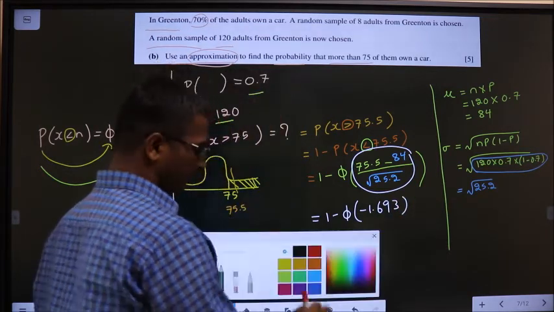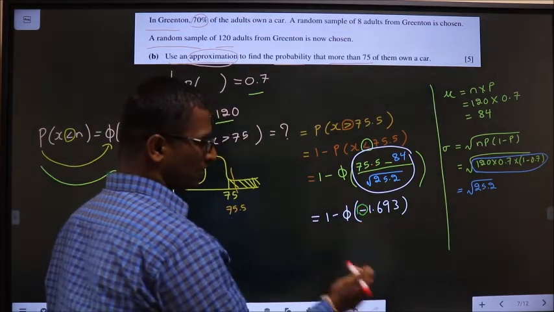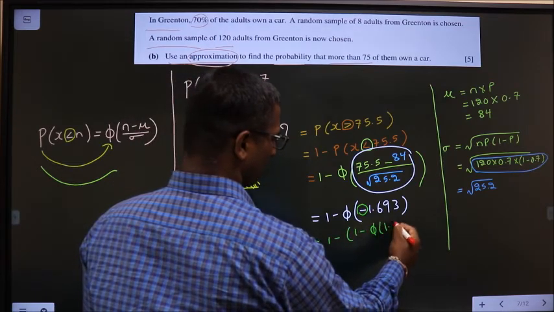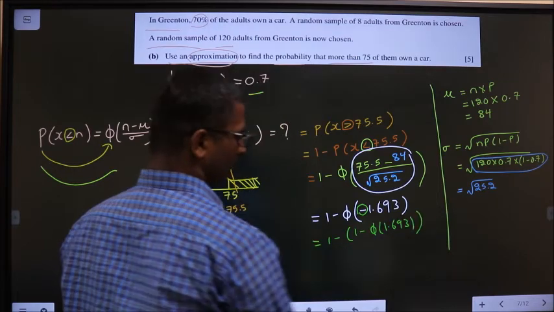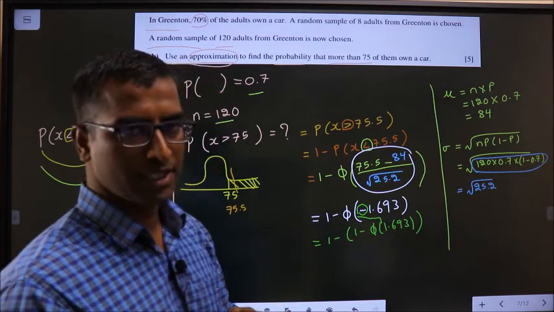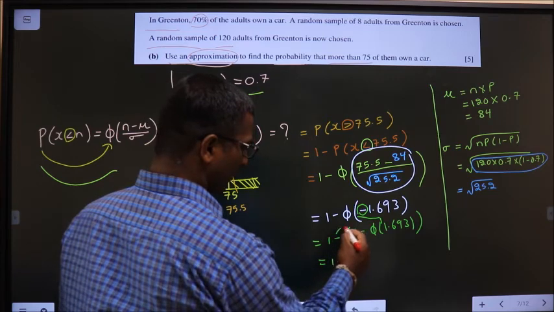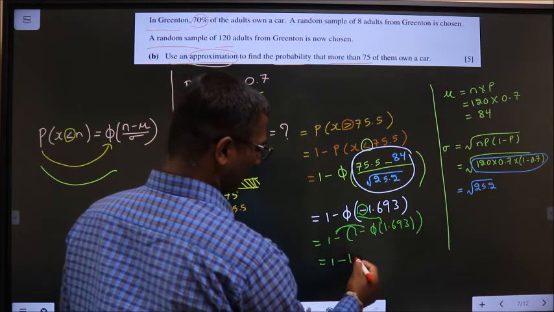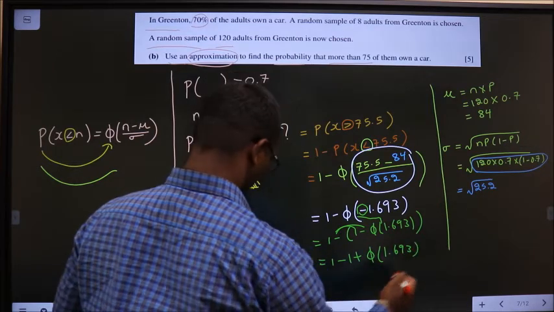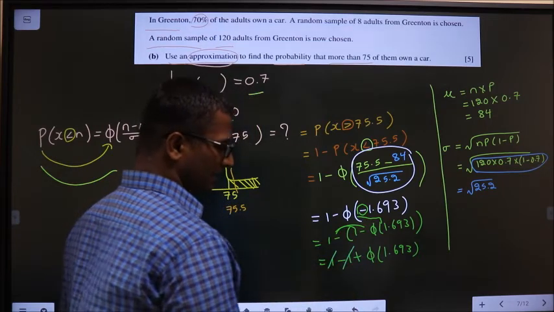Okay, now I have to make this negative into positive. For that I should do 1 minus phi of 1.693. Clear? Whenever you do 1 minus, the negative will get converted to positive. Next, open up the bracket in this way. Minus 1 I get, minus into minus plus I get, phi of 1.693. Now here plus 1 minus 1 will get cancelled.